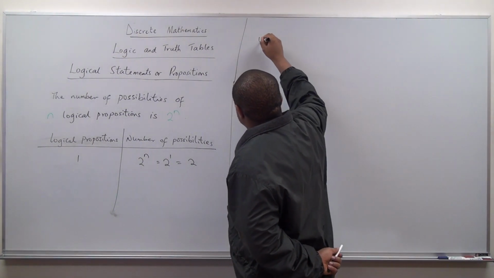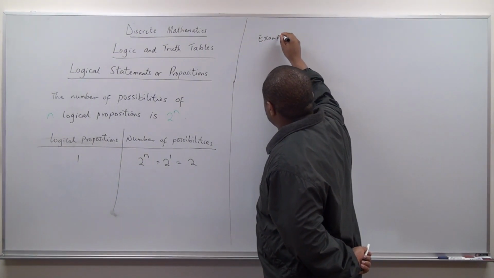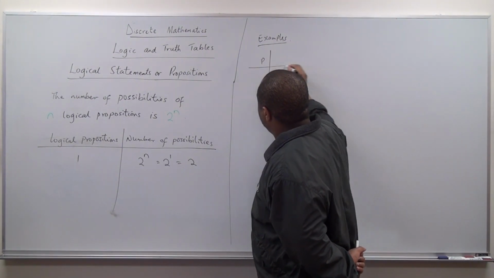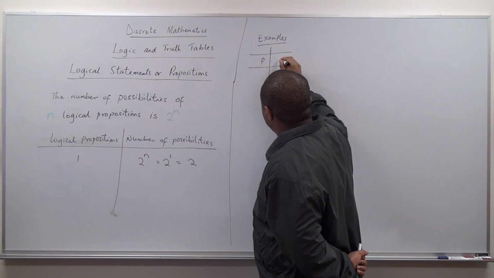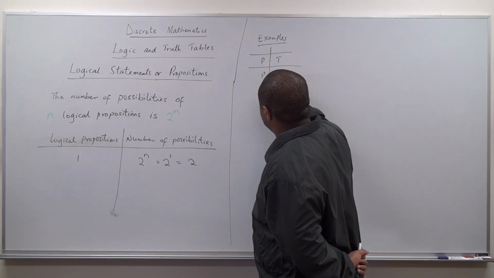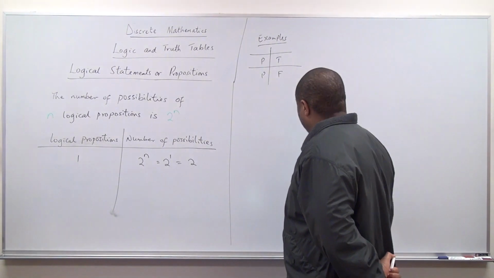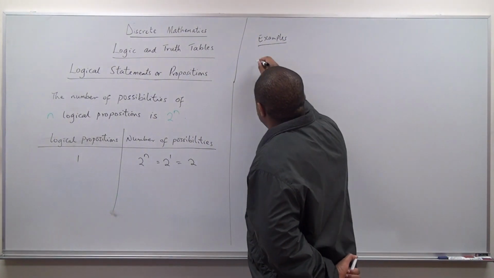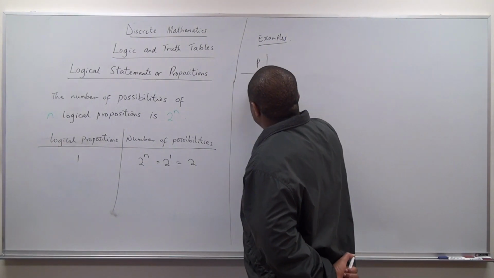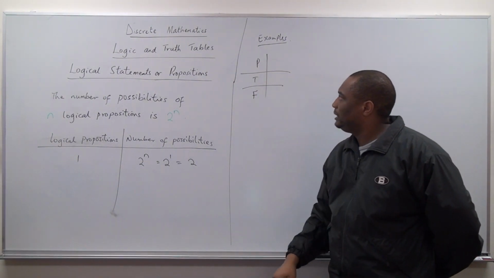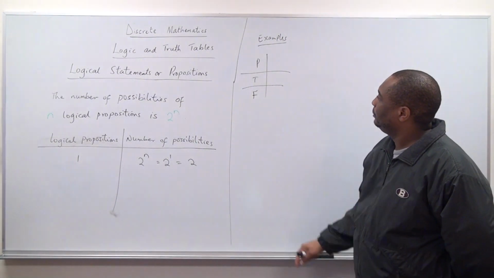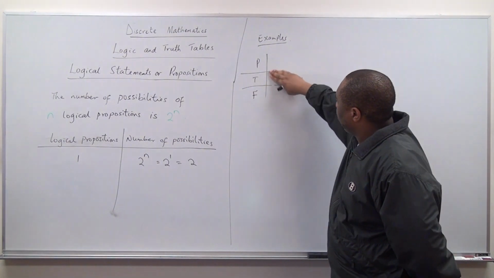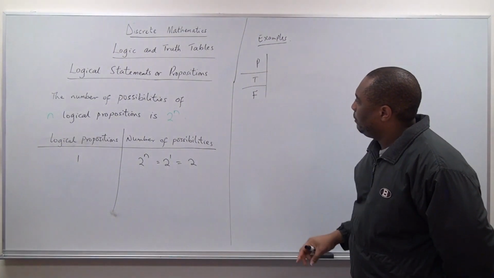Examples. If you have only P, you can either have P being true or P being false. Or I can actually write it this way. If you have P, you can have it as true or false. This is a better way to write it. Remember, P is a logical statement. So it can either be true or false if you have only P.